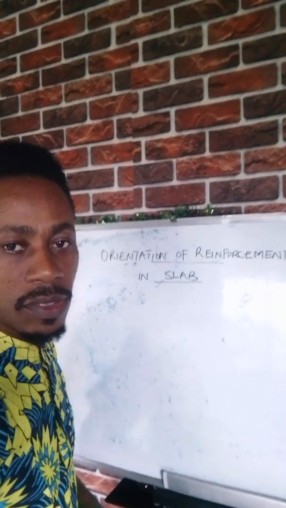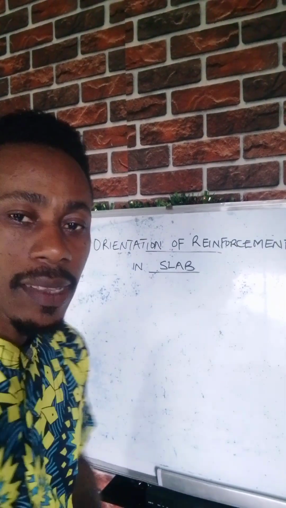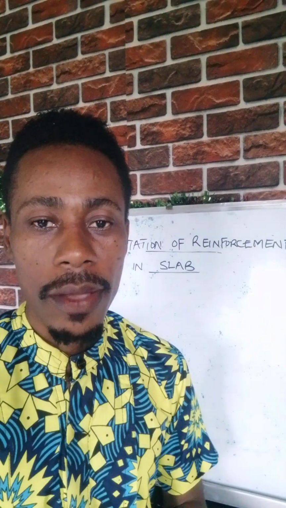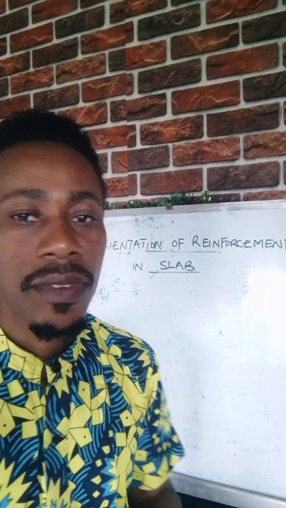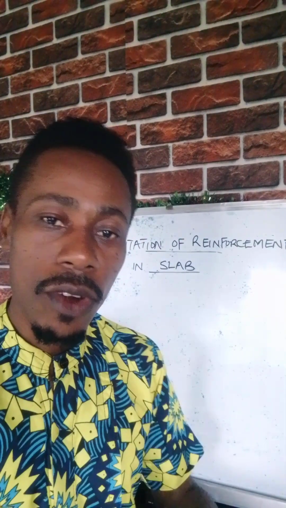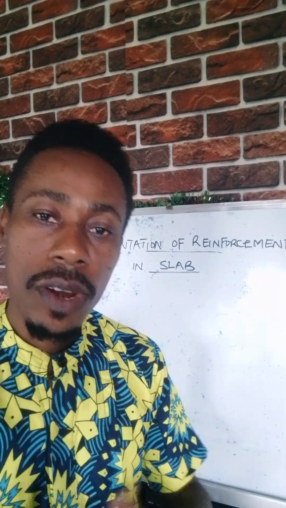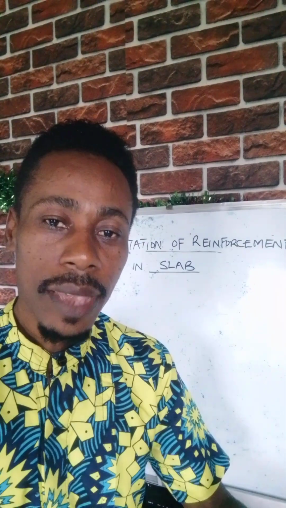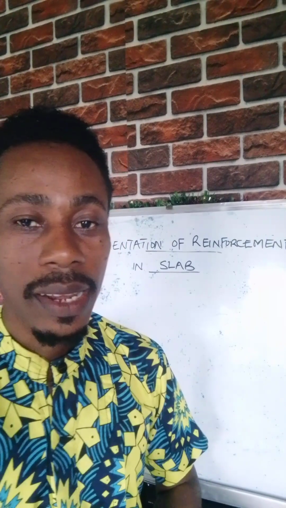Now, you discover that in slabs, reinforcements are arranged in a matted format. We have the bottom bars running across the short span, and we have the distribution running along the longer span. I've talked about one-way spanning slab, and I've talked about two-way spanning slab.